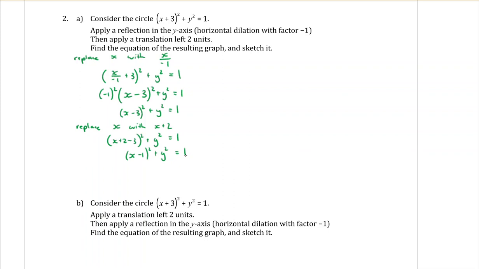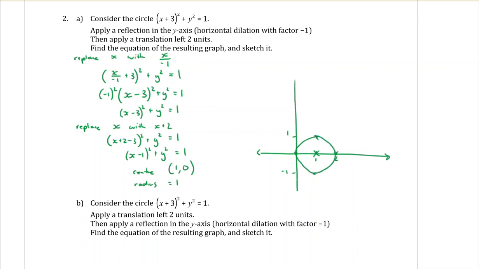Now I want to draw that. It is a circle. What is the center? 1, 0, and the radius is equal to 1. All right, so let's draw a quick sketch over here. So 1, 0 will be there. That's my center. And I need a radius of 1 going the whole way around that. So up 1, down 1, left, right 1, and a lovely little circle.